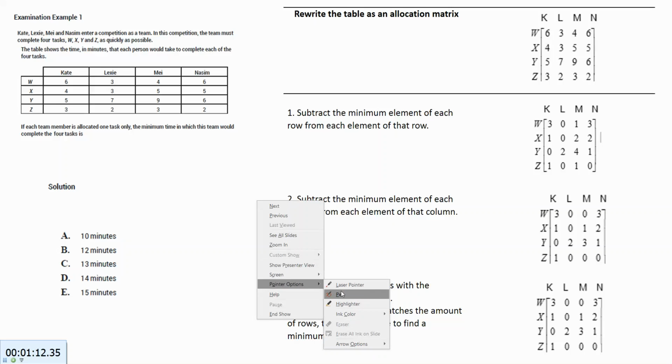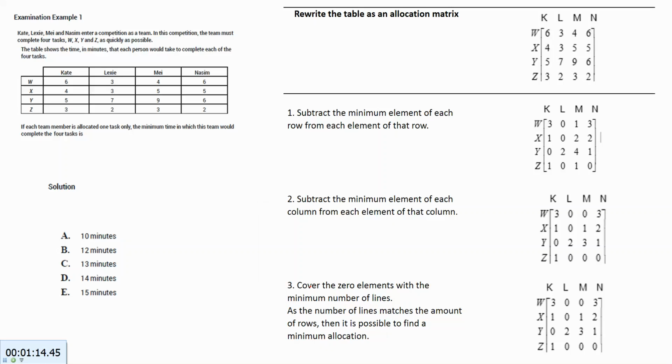to cover the zeros. So our first line is going to cover the 3 zeros, the 2 zeros, and there's no other way that we can cover the last 2 zeros. So because the number of lines matches the number of rows, we have a minimum allocation. So our next step is constructing the bipartite graph.